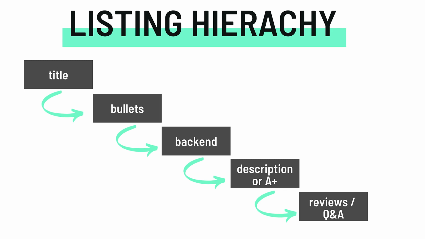So it's another way to potentially get around words that you can't actually include in your listing without getting it suppressed. So this is the general hierarchy. Title is more important than bullets. Bullets are more important than backend. Backend's more important than description A+. And then all of those things are more important than reviews and Q&A, although there's some unique nuggets with reviews and Q&A that you can include that you can't in the listing.